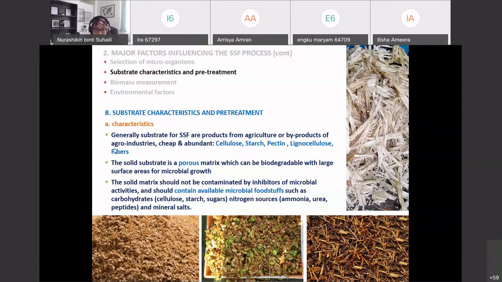Okay, I just go through the important points. I don't go word by word. It must be porous. What is meant by porous? Porous means that the substrate can be accessed.